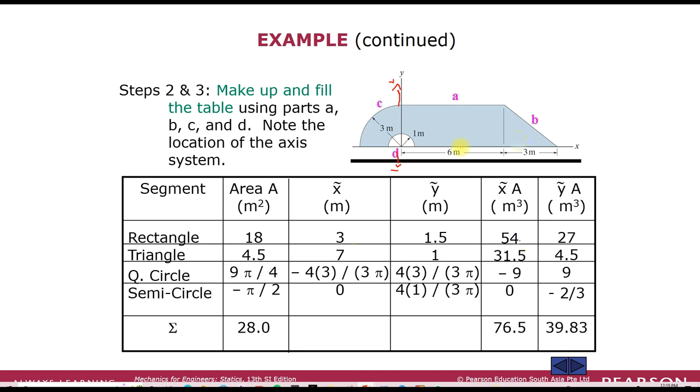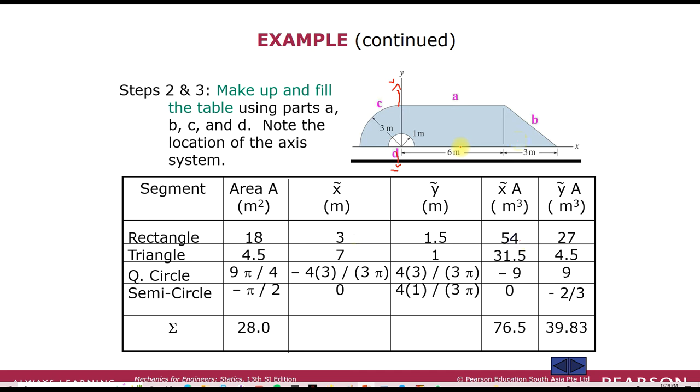And for y, because the height is 3, 1/3 of that is 1, so the position of y is at 1, somewhere here. So the coordinate position is x equals 7 and y equals 1. So x times A is 7 times 4.5, which is 31.5. And y times A is 1 times 4.5, we get 4.5 here. Okay. Next, for the quarter circle here.